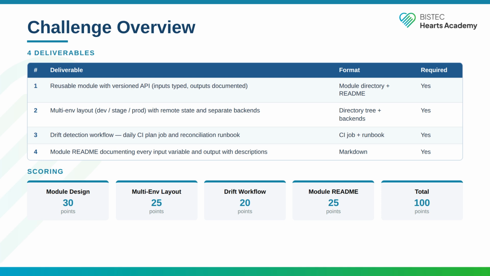Common mistakes to avoid: workspaces instead of directories, count over collections, secrets in tfvars, state committed to Git, local-exec for Helm instead of the Helm provider.